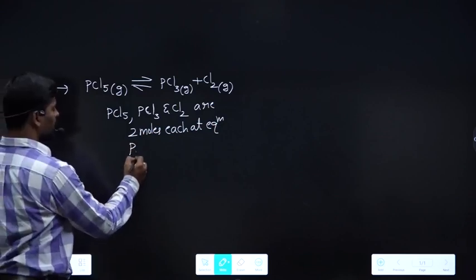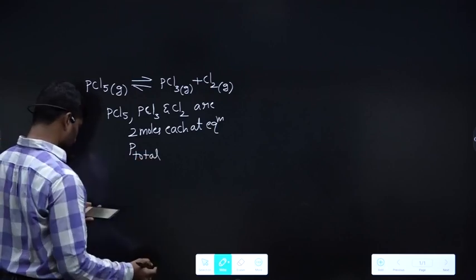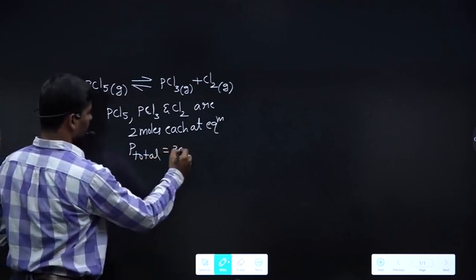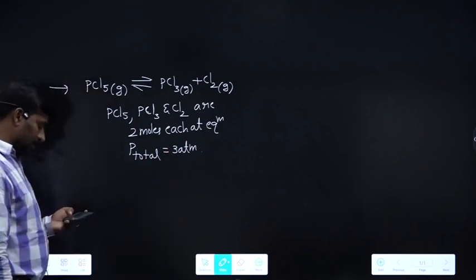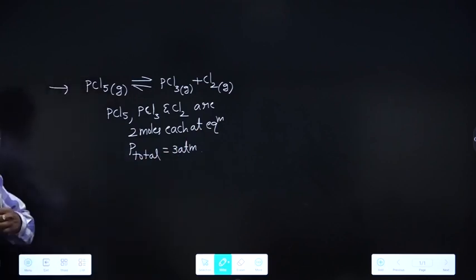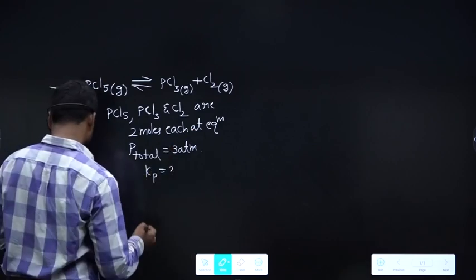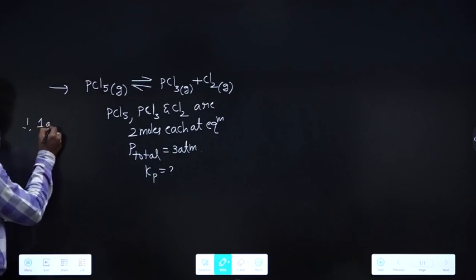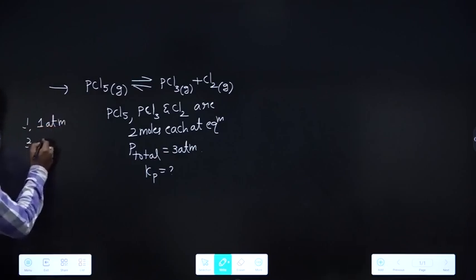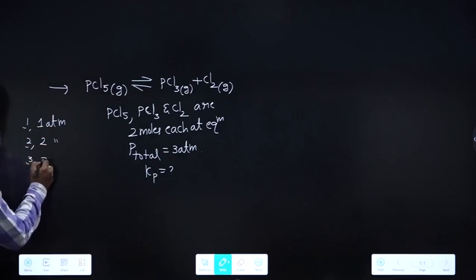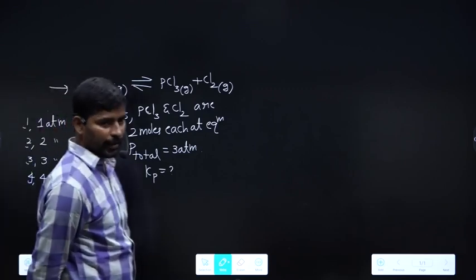Continuation, total pressure is 3 atmosphere. Then Kp, the equilibrium constant, is, options: 1 atmosphere, 2 atmosphere, 3 atmosphere, 4 atmosphere. What is the value of Kp, when all are present as 2 moles at equilibrium?